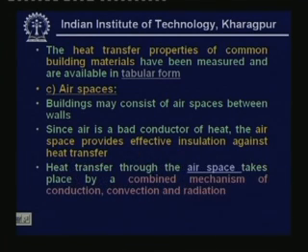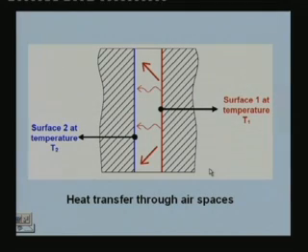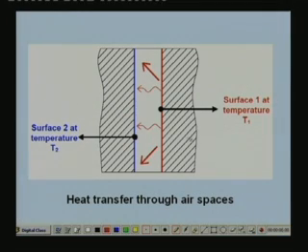And heat transfer through the air space takes place by a combined mechanism of conduction, convection and radiation. So, again you have multimode heat transfer in an air space. Let me explain that. This is a wall and this is a wall, and in between these two walls you have the air space. Let us say that this surface is at a temperature T1 and this surface is at temperature T2. For the time being let us assume that T1 is greater than T2. So, heat transfer takes place from this surface to this surface.